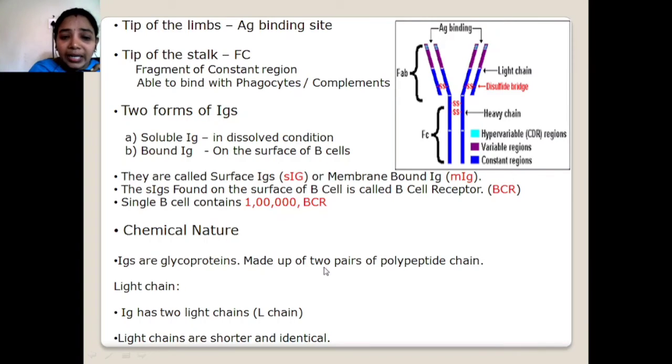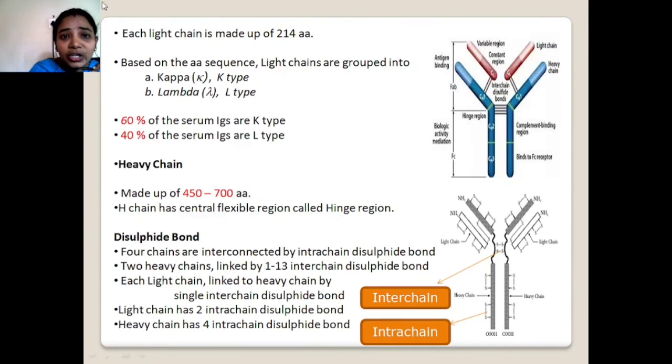In this, the light chain has 2 chains. You see here one chain and here another. Immunoglobulin has 2 light chains. These light chains are shorter than heavy chains and identical. Identical means if on this side it has 214 amino acids, here also it should have 214 amino acids. This is the identical nature of immunoglobulin light chain. Each light chain is made up of 214 amino acids. How many amino acids? 214 amino acids.